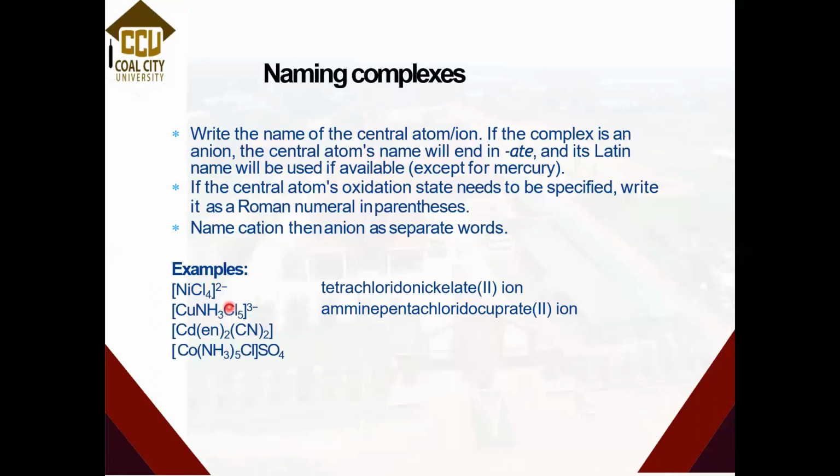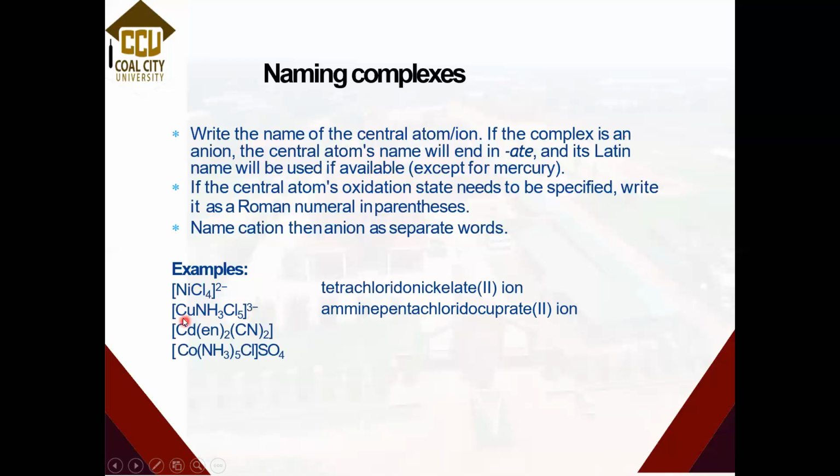So which one do you name first? You name amine because amine starts with A. Amine here is just one of it, so I call it amine. But for chlorine, there are 5 of it, so I call it pentachlorido. You can also see the overall charge of this complex is negative, so it means that this copper is going to be negative.